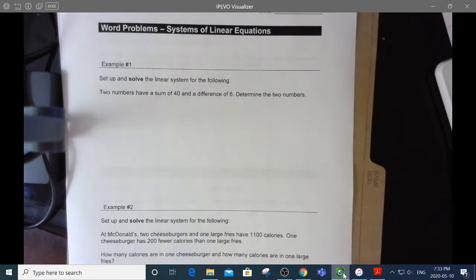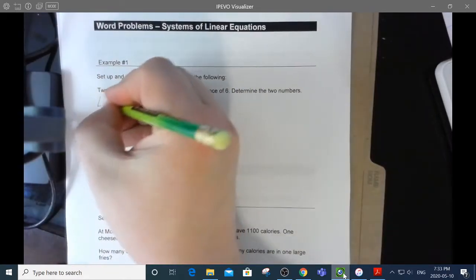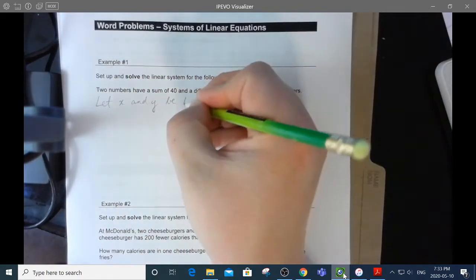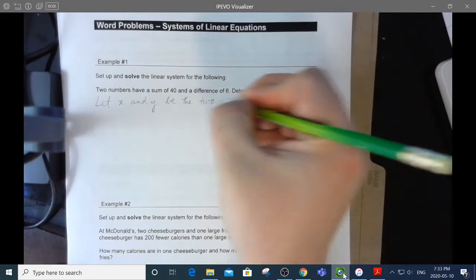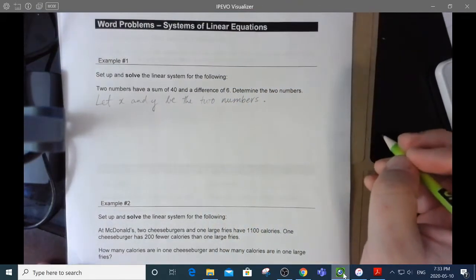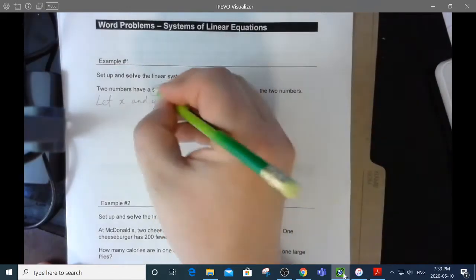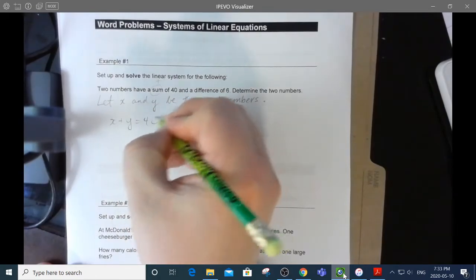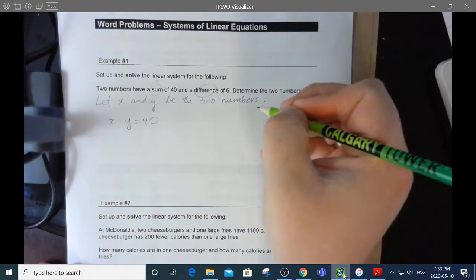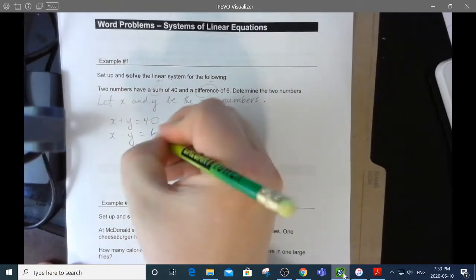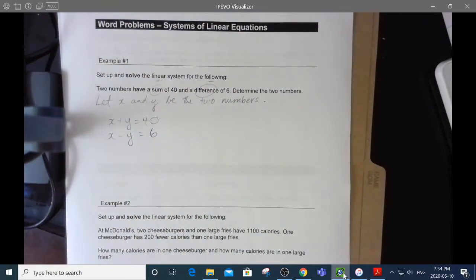Okay, so I'm going to sharpen my pencil before I do this here. Now, let's see. This is interesting. Two numbers. Let x and y be the two numbers. So one of them is x and one of them is y. Now, two numbers have a sum of 40. What does sum mean? It means they add to make 40. So x plus y is equal to 40. They have a difference of 6. What does difference mean? Difference is a subtraction. So x minus y is equal to 6. There's my two equations and my two unknowns.